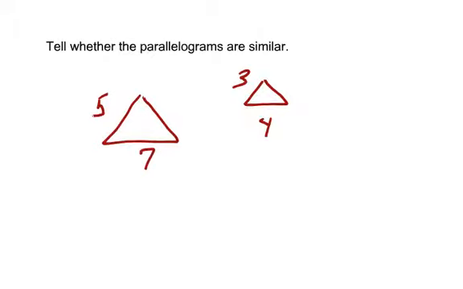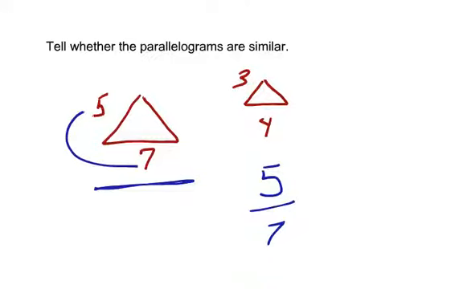Okay, so we're going to tell whether the parallelograms are similar. First, you're going to set it up into a proportion. The first proportion you're going to set up is using this shape, which is 5/7. And if you go in this order from the top to the bottom, you're going to have to go in the same order, top to bottom, to the shape on the right-hand side. So then you have 3/4 on that one.